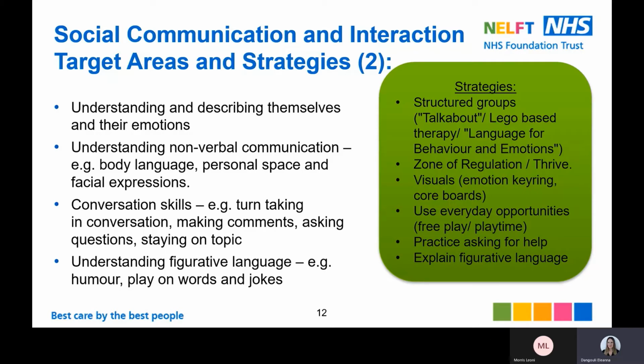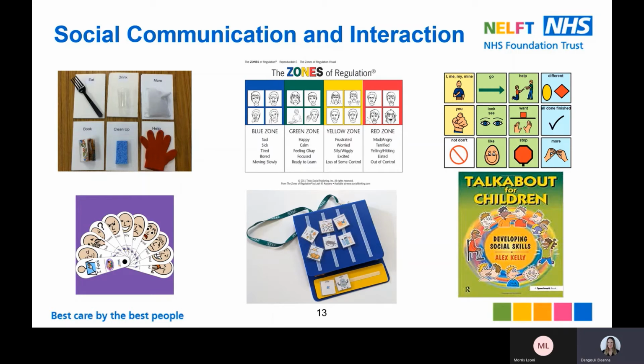Similar strategies include structured groups, as we said previously, also including Talkabout and Language for Behavior and Emotions, Zones of Regulation and Thrive approach, and explaining figurative language. Here are some more examples. You can see some objects of reference, an emotion keyring, Zones of Regulation, PECS, Talkabout, and corkboards.